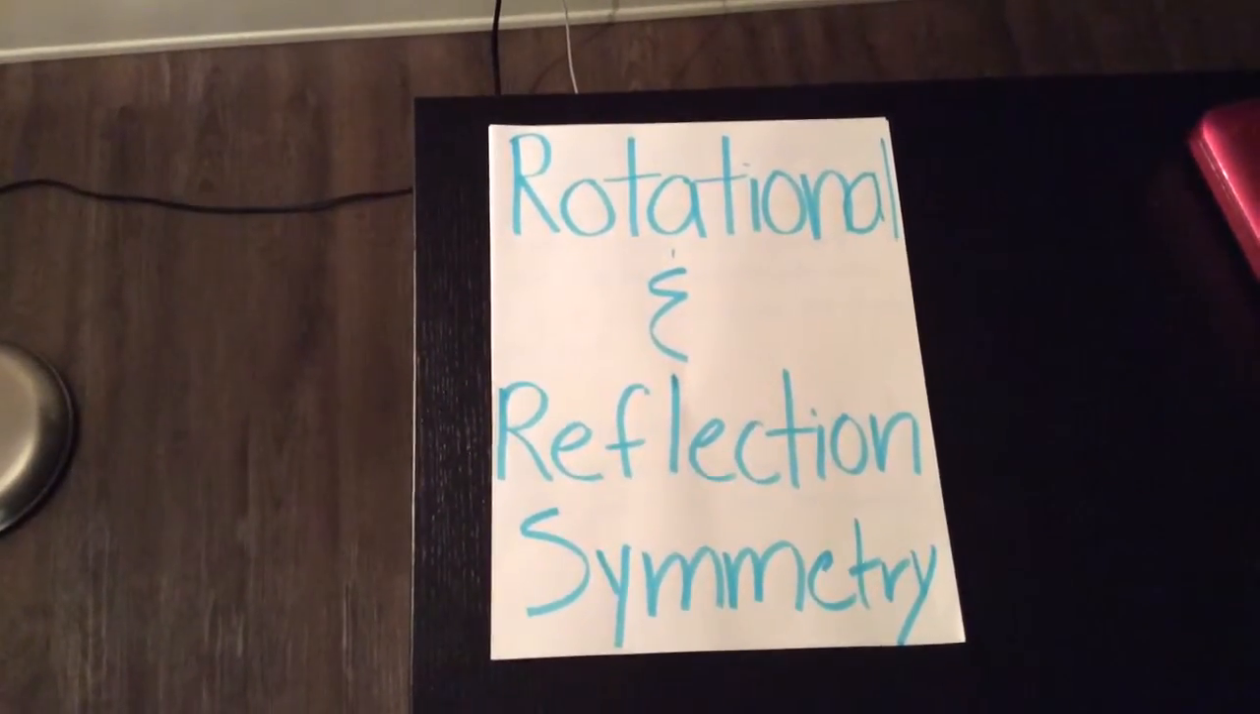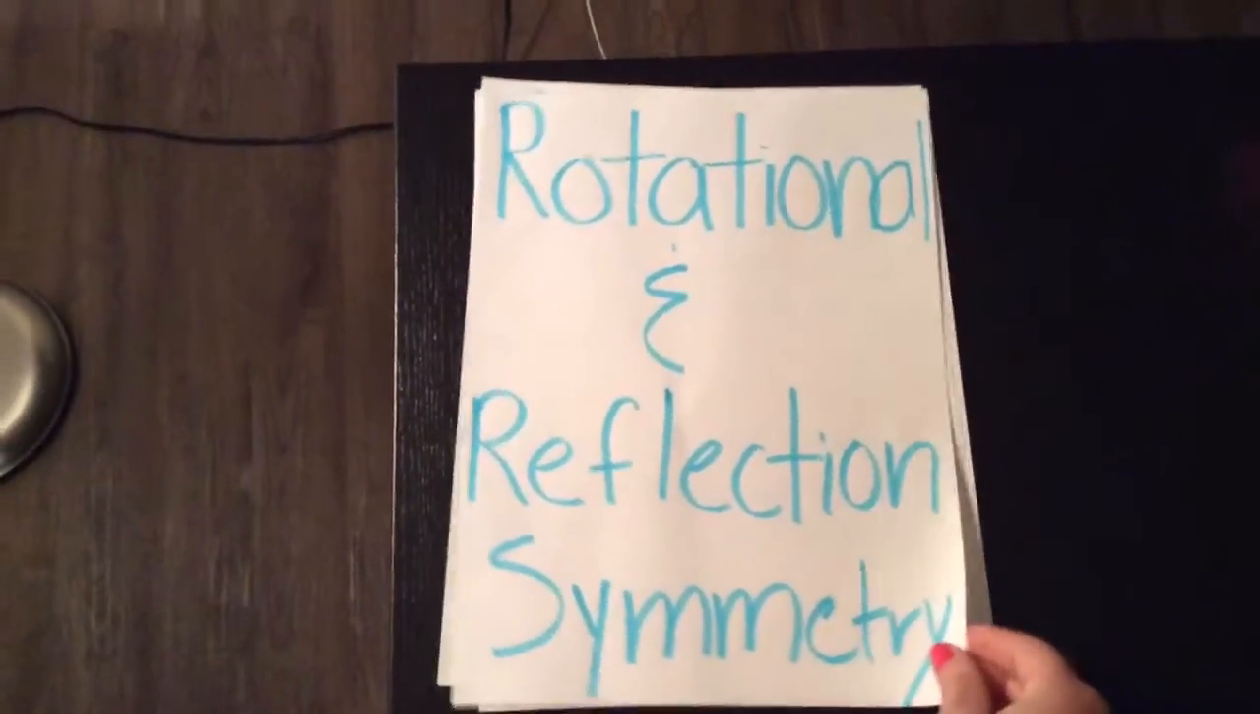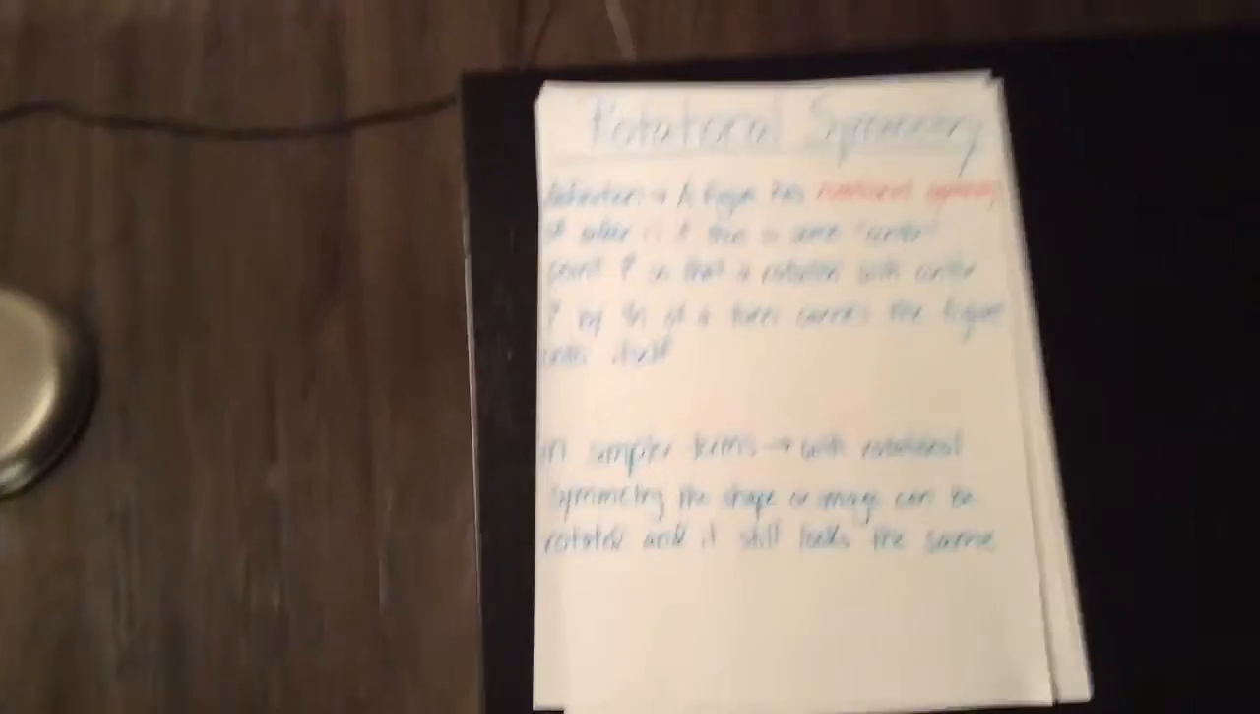Today we will be talking about two different types of symmetry, rotational and reflection symmetry. We are first going to start with rotational symmetry.